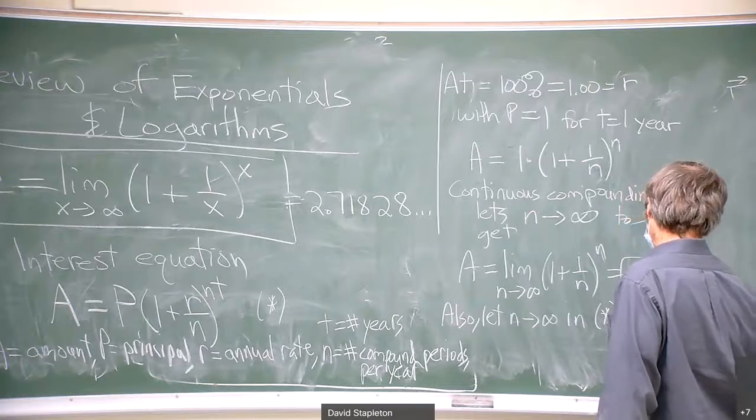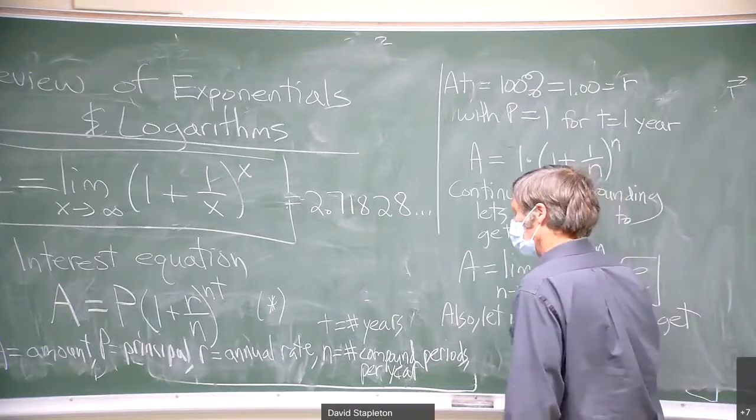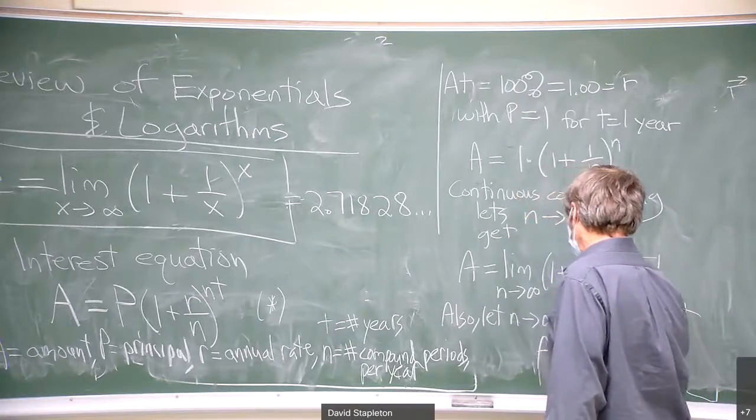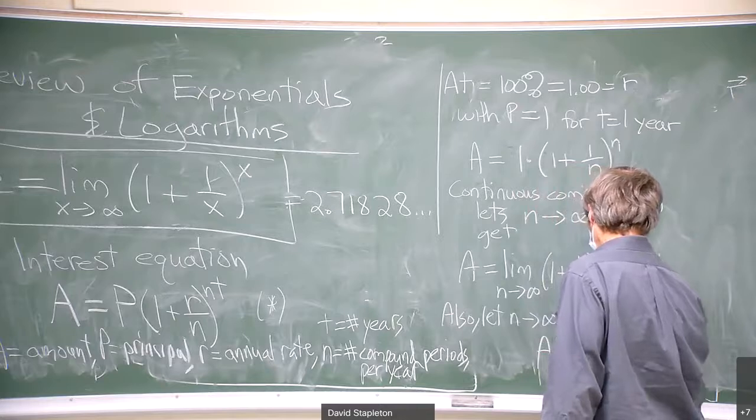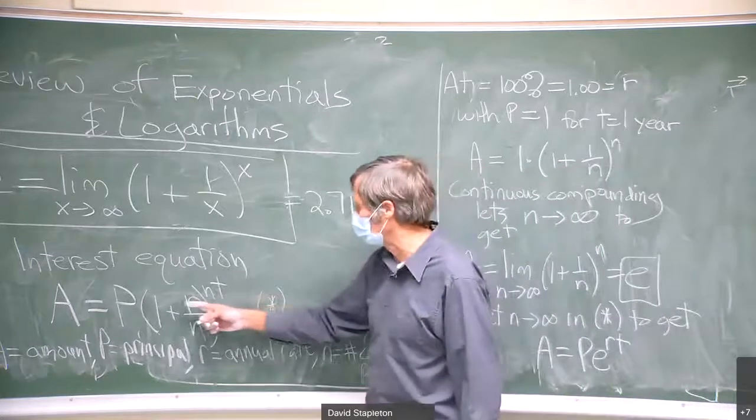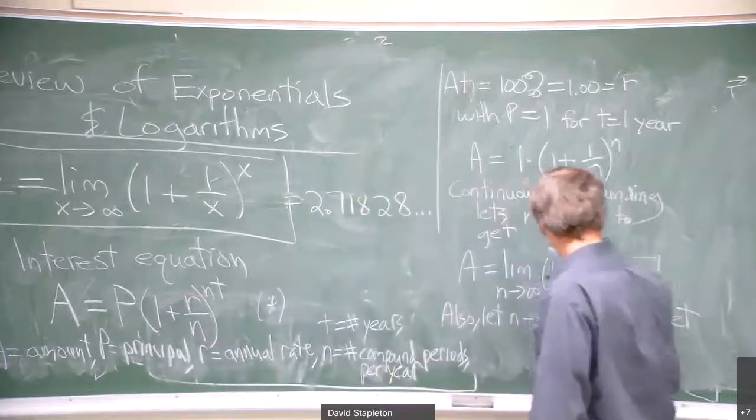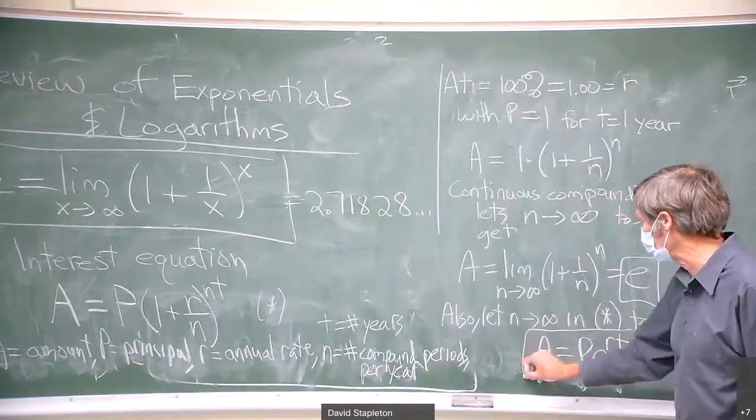You can get similarly, I won't do it, but the amount is P e to the rt. So just let n go to infinity here, leave r and P alone, and you get Pe^(rt). That's the continuous compounding formula.